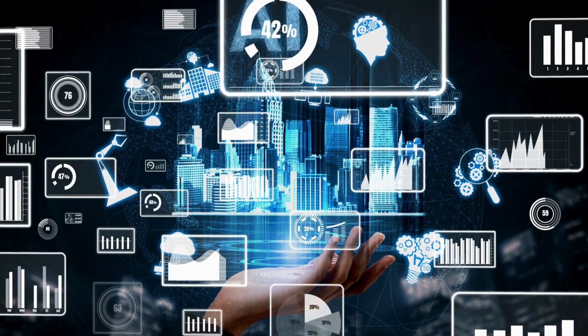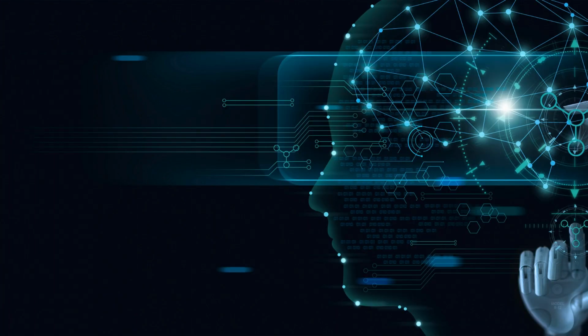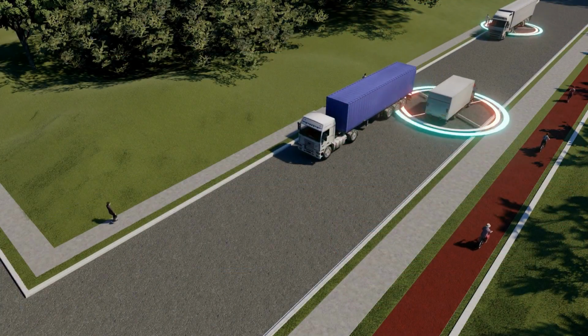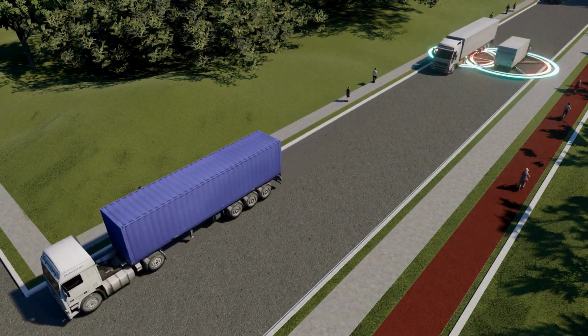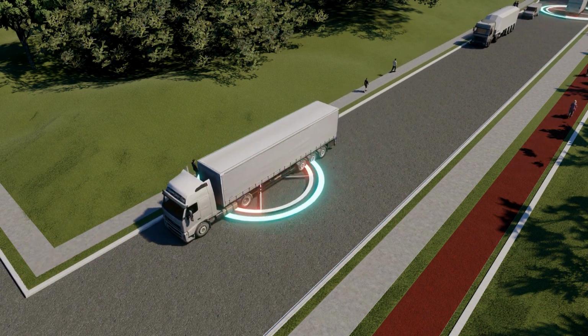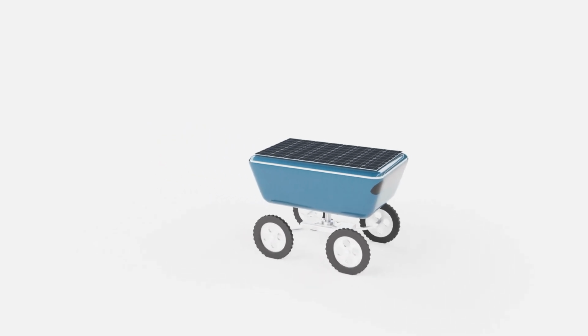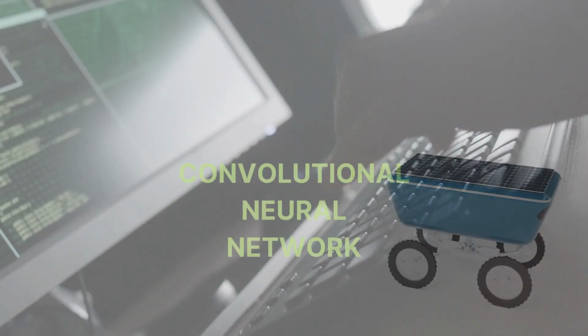Deep learning. Deep learning is a machine learning technique that teaches computers to do what comes naturally to humans: learn by example. Deep learning is a key technology behind driverless cars, enabling them to recognize a stop sign or to distinguish a pedestrian from a lamppost. It involves neural networks with many layers, allowing for exceptional complexity and accuracy.